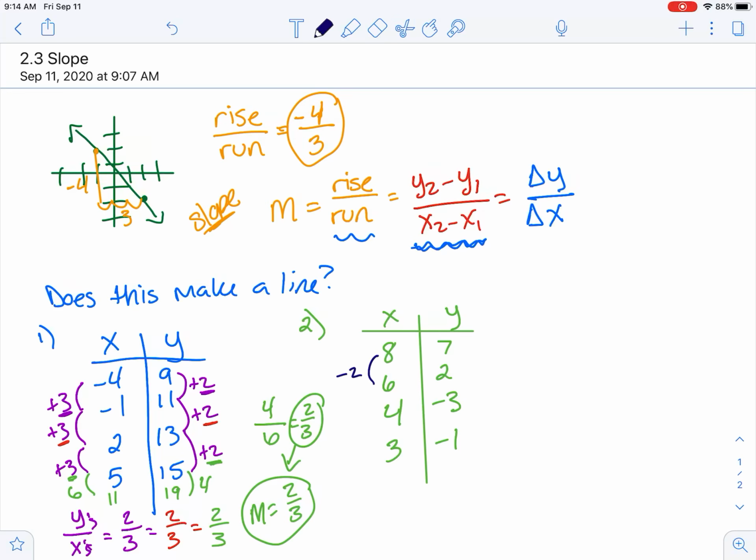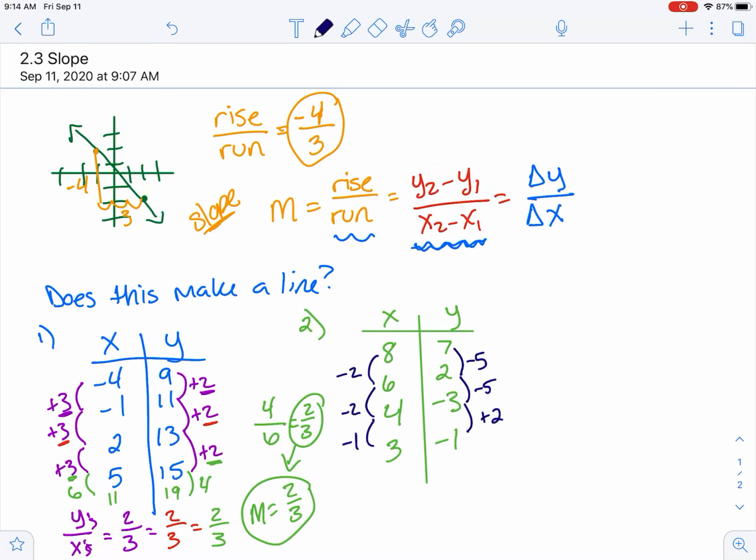So from 8 to 6, I go down 2, so negative. From 6 to 4, I'm going down 2, so negative. From 4 to 3, I'm going down 1. Okay, this is down, it's negative. Now look at your y's. From 7 to 2, I go down 5. From 2 to negative 3, I go down 5. And from negative 3 to negative 1, I go up 2. So that's a little strange.